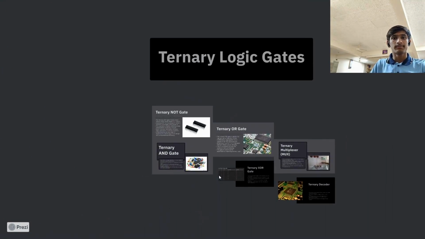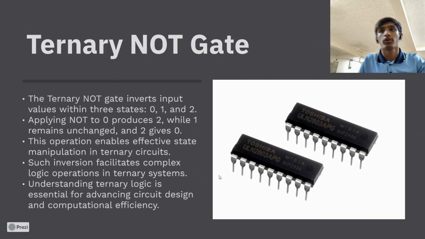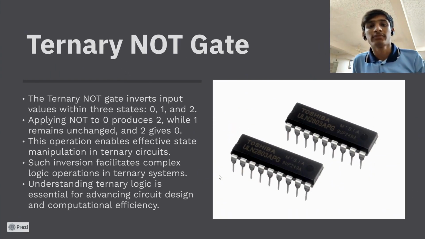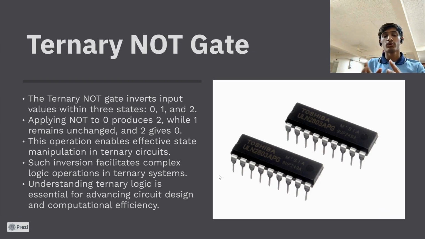Ternary logic gates. Ternary NOT gate. As we know, binary NOT gates do 0 to 1 and 1 to 0. In ternary, 0 produces 2, while 1 remains unchanged and 2 becomes 0. This operation enables effective state manipulation in ternary circuits. Such inversion facilitates complex logic operations in ternary systems. Understanding ternary logic is essential for advancing circuit design and computational efficiency.